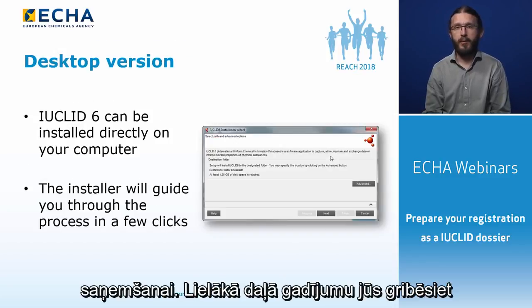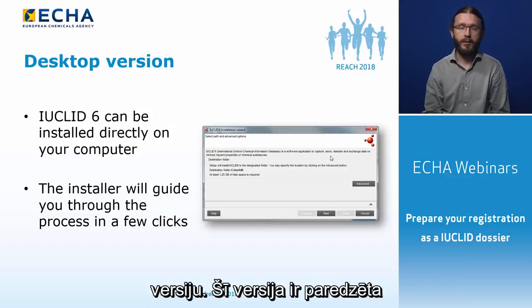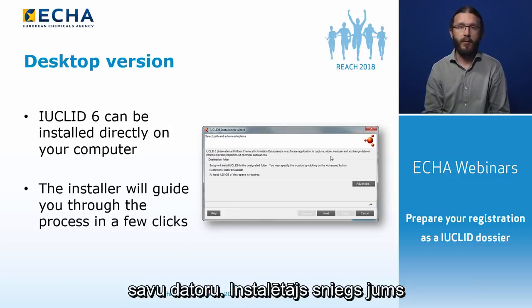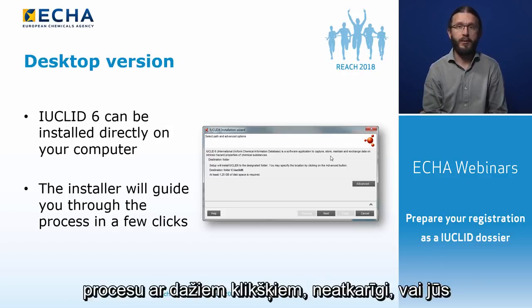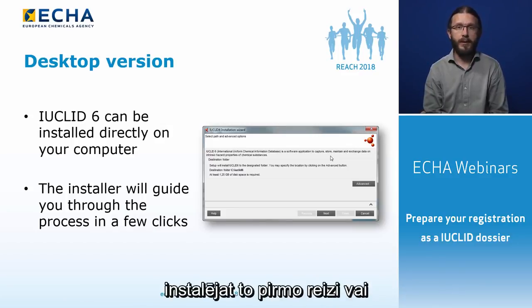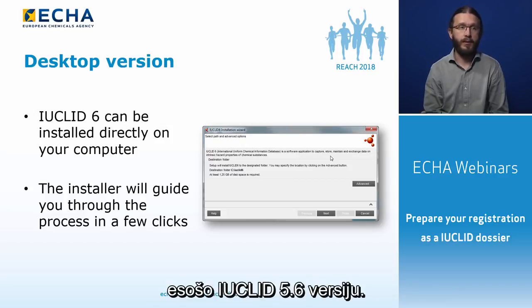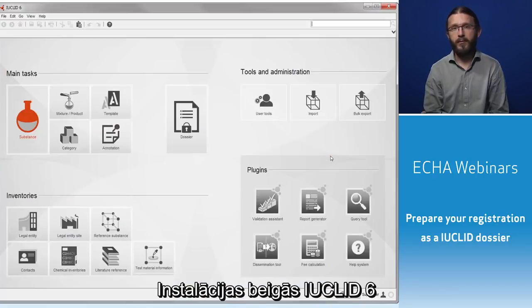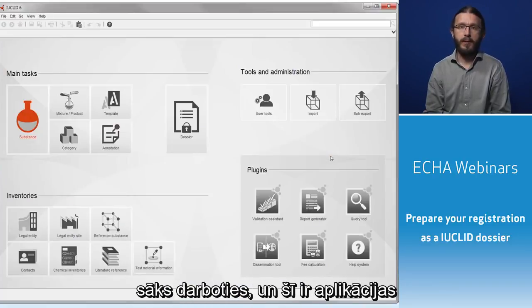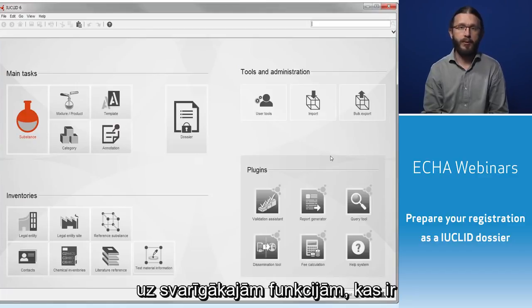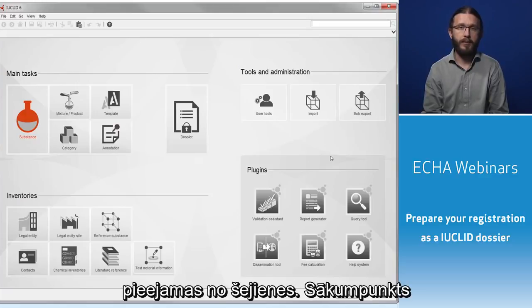In most cases, you will want to download and install the desktop version of IUCLID. This version is for single users accessing IUCLID on their own computer. The installer will guide you through the installation process in a few clicks, whether you are installing IUCLID for the first time or whether you want to upgrade your existing IUCLID 5.6 software. At the end of the installation, IUCLID 6 will start, and this is the home page of the application. Let's have a look at the most important functions available from here.